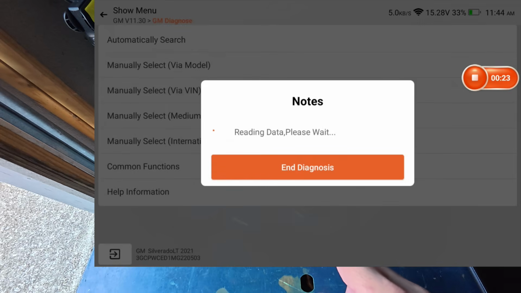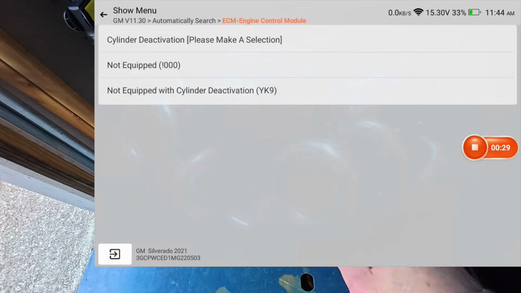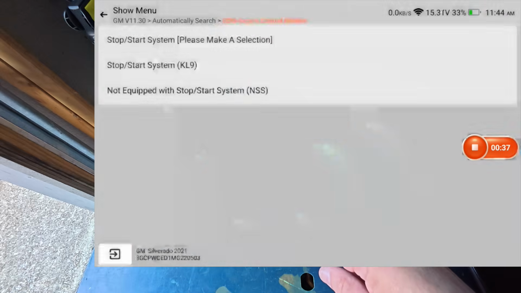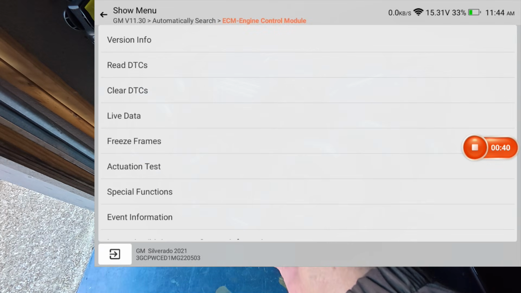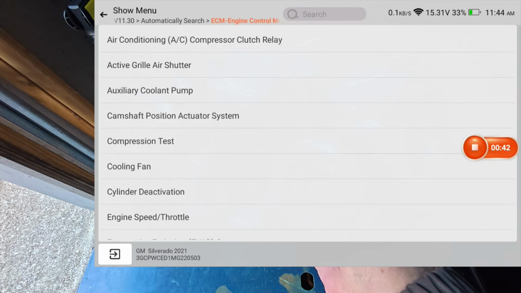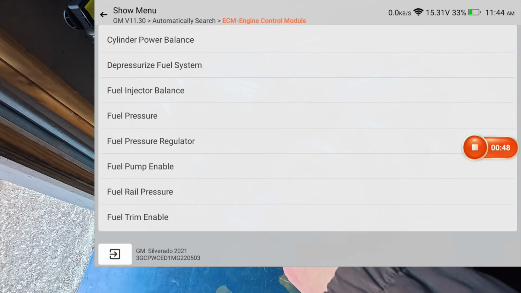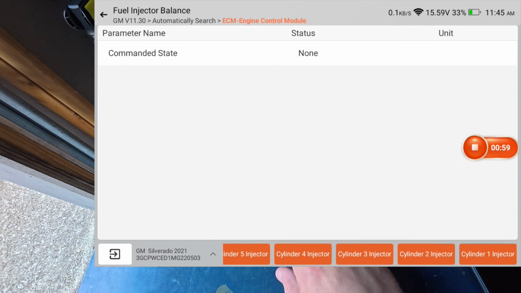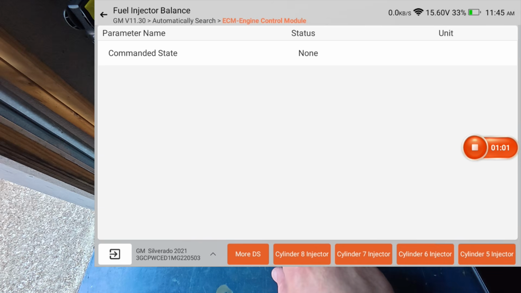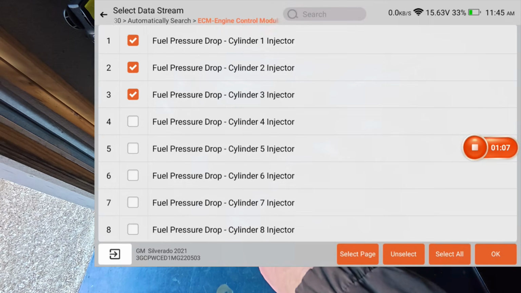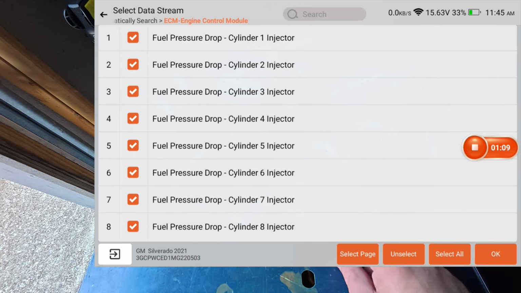We got to get over to the ECM. Vehicle does need to be running, and I am just going to go straight into the ECM. Cylinder deactivation, I do not think this vehicle has it. It does have the start stop. And let's see, we're going to go to actuation test. Fuel system. This one right here, fuel injector balance. And we need some more data up here, so we're going to scroll over where it says more data streams. We're going to hit that. We're going to select all 8 cylinders.